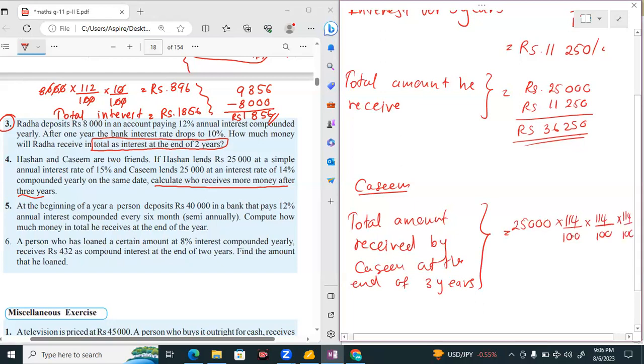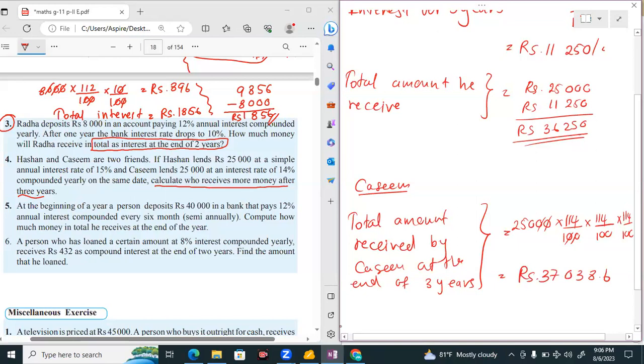Okay. Then multiply this. 250 into 114 into 114 into 114. It is 37,038.60 cents. Have you got this answer?